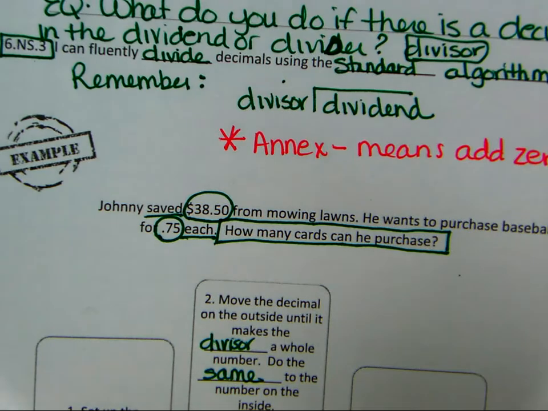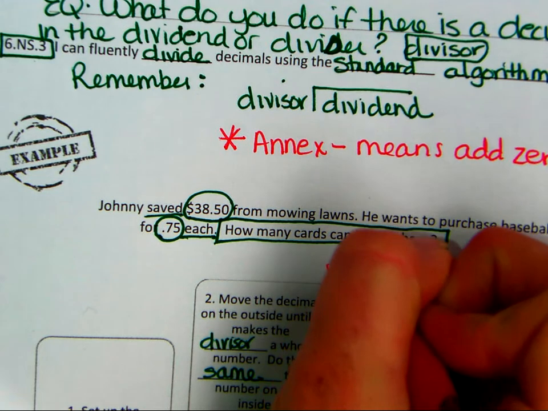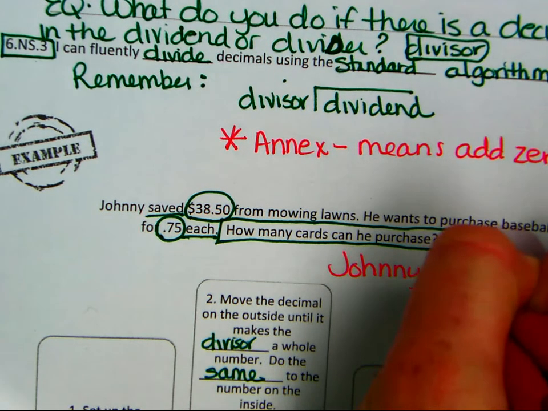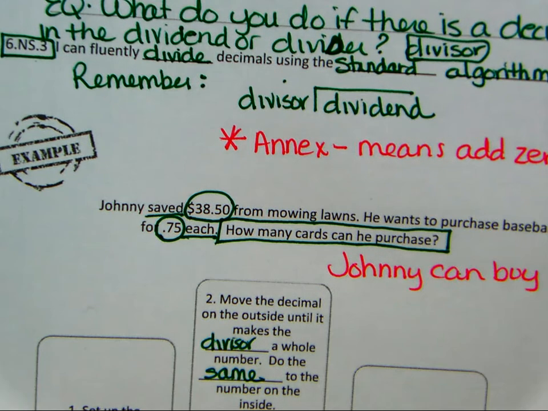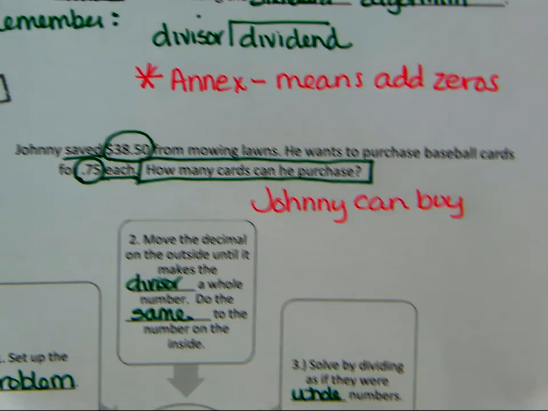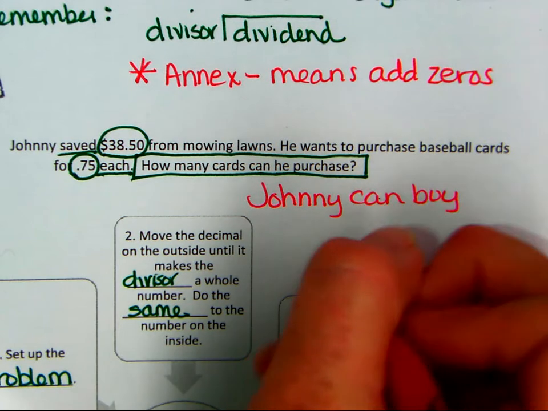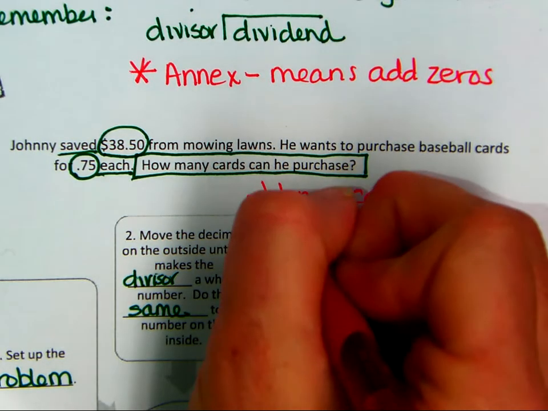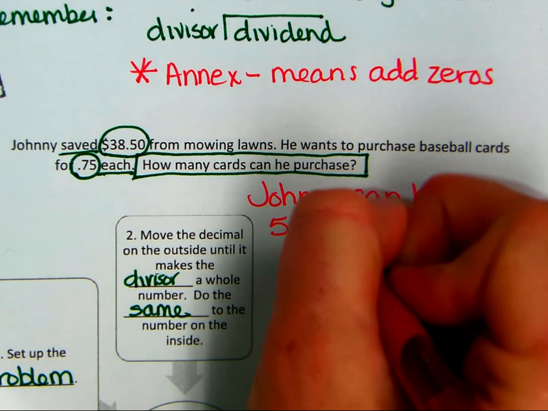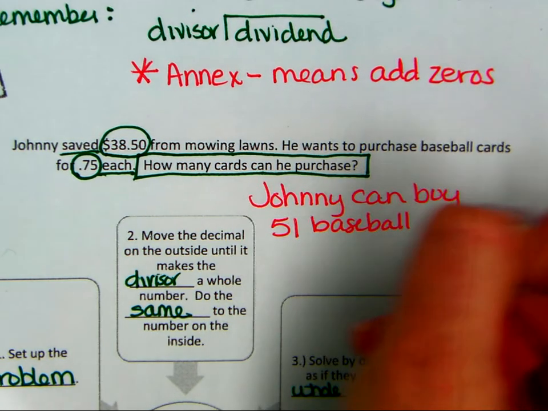So I'm going to say that Johnny can buy, make sure you always write it out in a sentence. If it's words to begin with, you got to end with words. Johnny can buy 51 baseball cards.